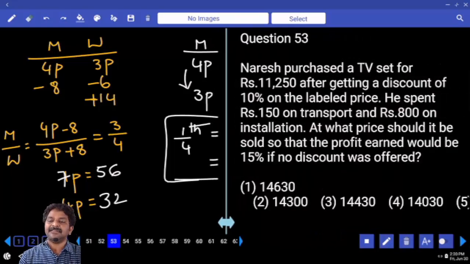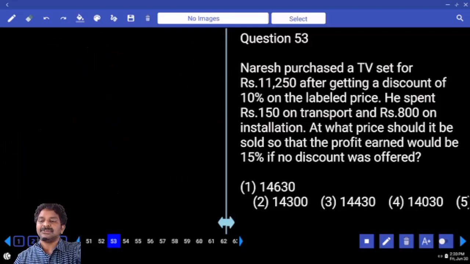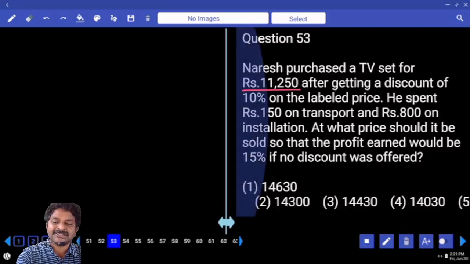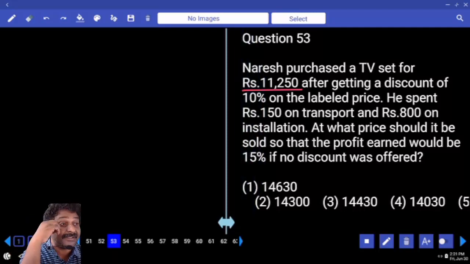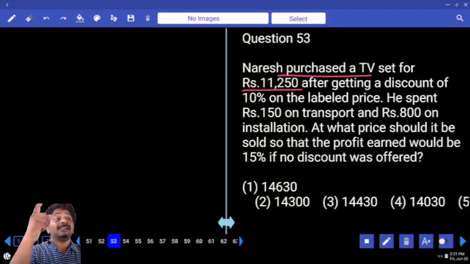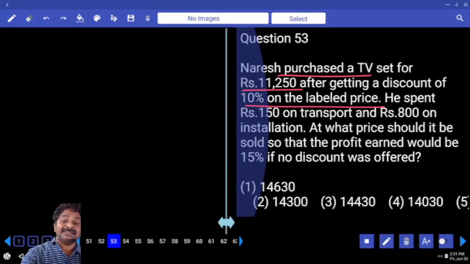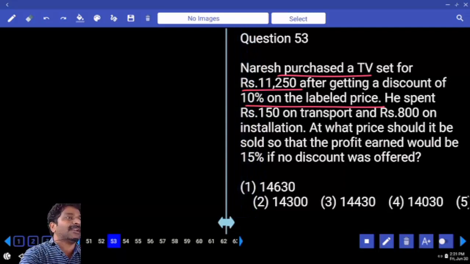Naresh purchased a TV set for 11,250 after getting a discount of 10% on the labeled price. So now can you tell me what is this 11,250? Cost price or market price? Cost price. He purchased the TV at the price of 11,250 and that was after giving a discount of 10%. So with this we can calculate how much is the market price.